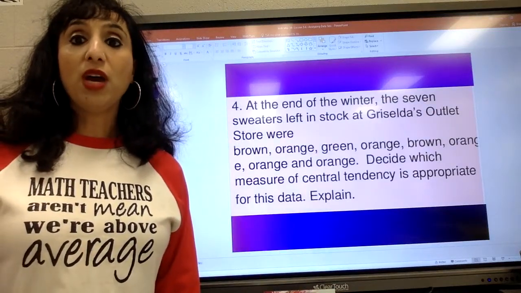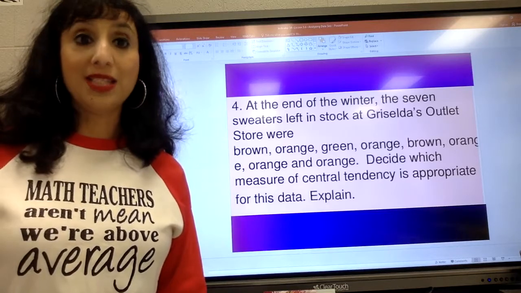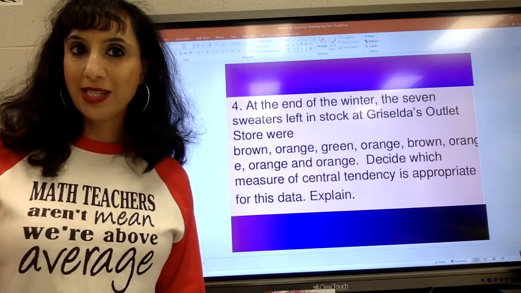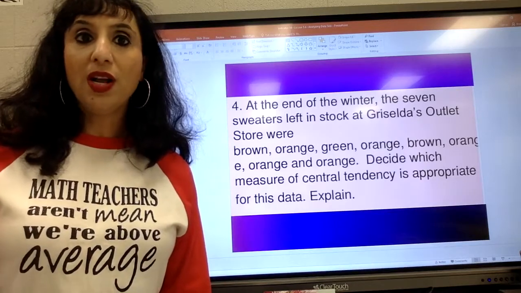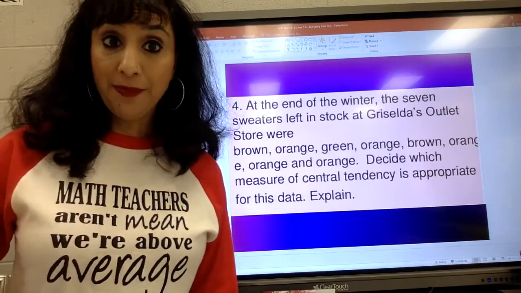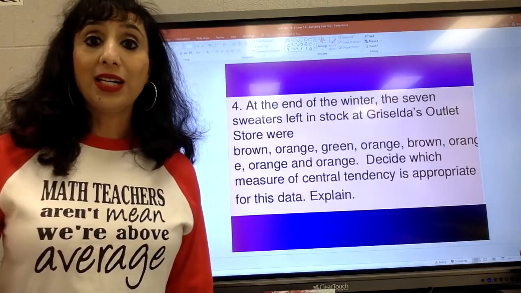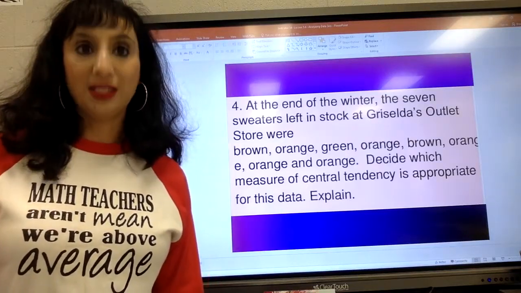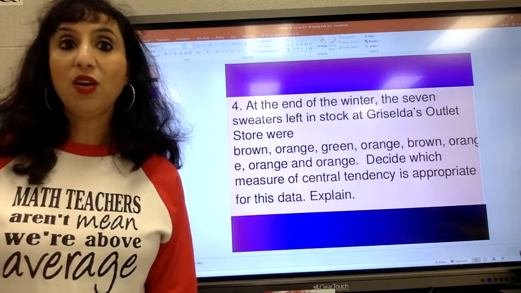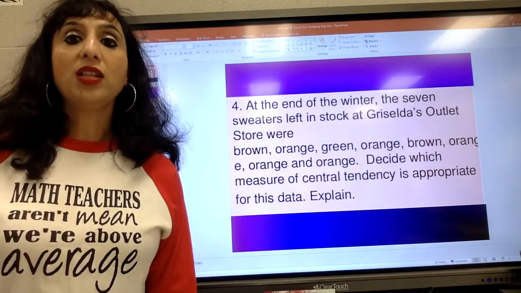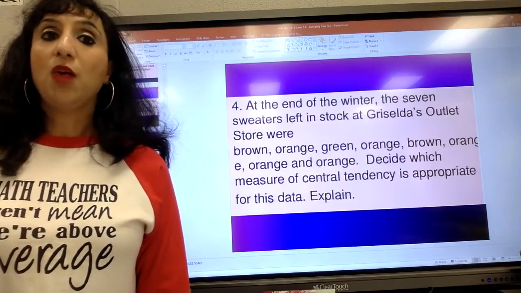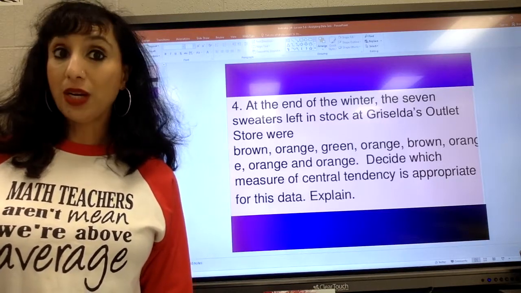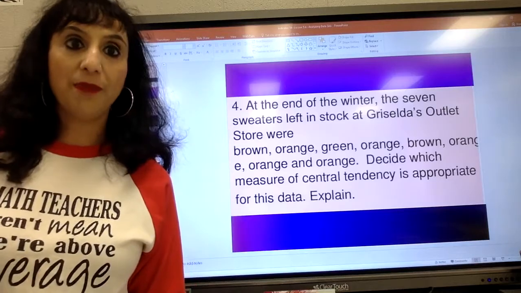Okay, so whichever one is left the least is better, because that means customers bought it more. Does that make sense? If it's left in the store, that means they were not sold. So that is the color that you don't want to make as much compared to the other colors. Okay, so you would definitely go with mode on this one as to which one is left less. So that is the better one that was sold compared to what is left in the store.